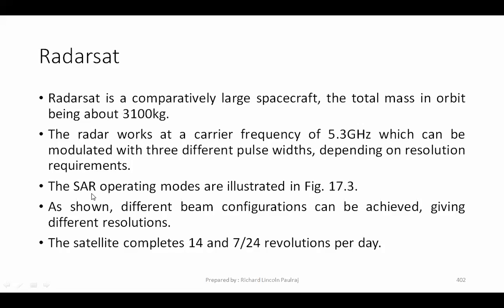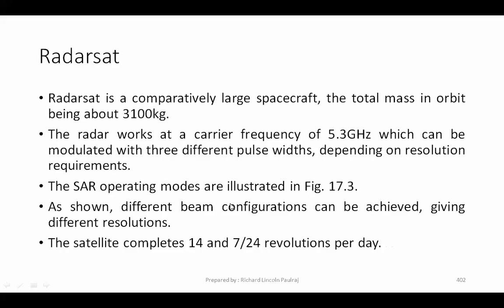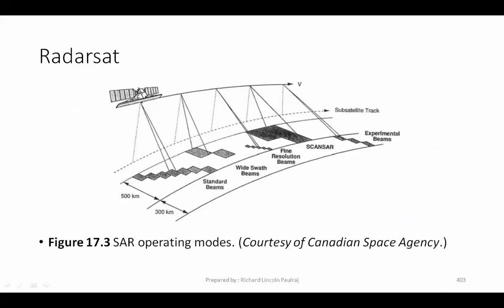Okay. Then the SAR operating modes. We will actually see in a different figure. I will show you this. Different beam configurations can be achieved, giving different resolutions. So as I mentioned, you can use low, medium, and high for this purpose. And using those, you can check that it can be varied for different kilometers.